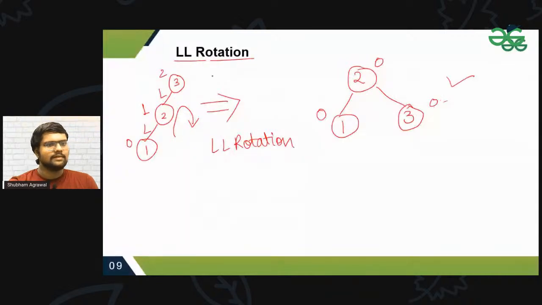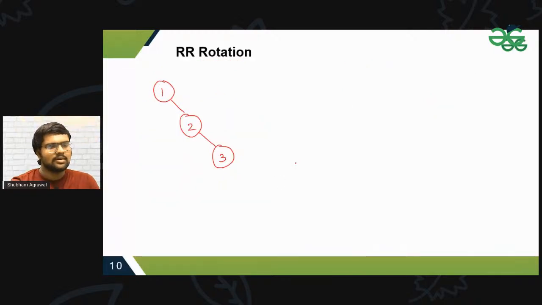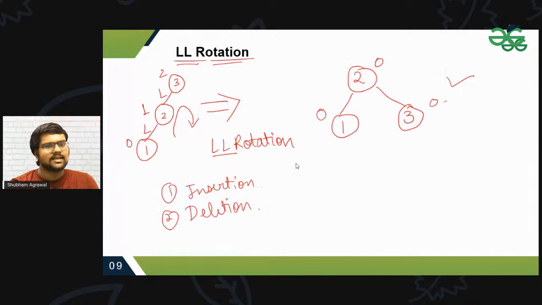So whenever we perform inserting some node, or whenever we perform some deletion operation, then our tree gets unbalanced and we balance it using this rotation. So if this case arises, LL, left left, then we will use LL rotation for that. Okay, now let's see RR rotation. So here we only rotate one time, hence it is a single rotation.